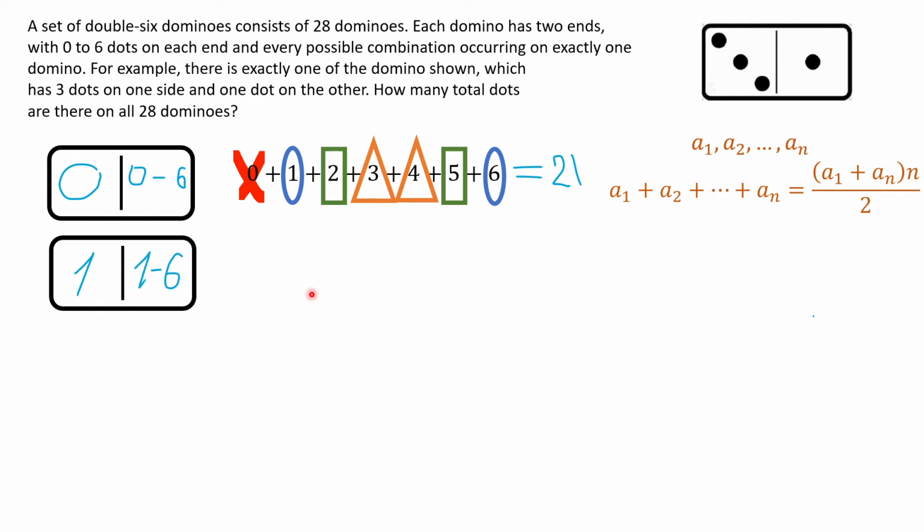In this case, we have to start with 1 and go to 6. So the dominoes we need to consider are dominoes that have 1 through 6 on the right. For each of those numbers, there's going to be 1 on the left. So if you look at the sum of the dots on each domino, the sum is going to be from 2 till 7. So we need to add numbers from 2 till 7.